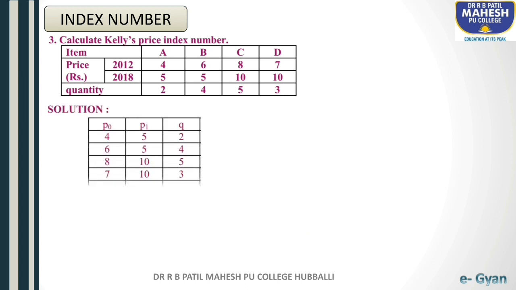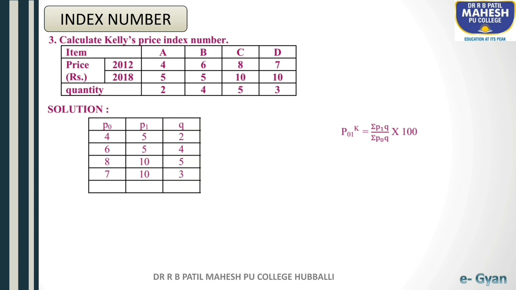Solution. Write down the given things. Price of 2012 and 2018: 2018 is the current year price and 2012 is the base year price. So these are the base year prices, and these are the current year prices. Here only one quantity is given, so these are the quantity Q.